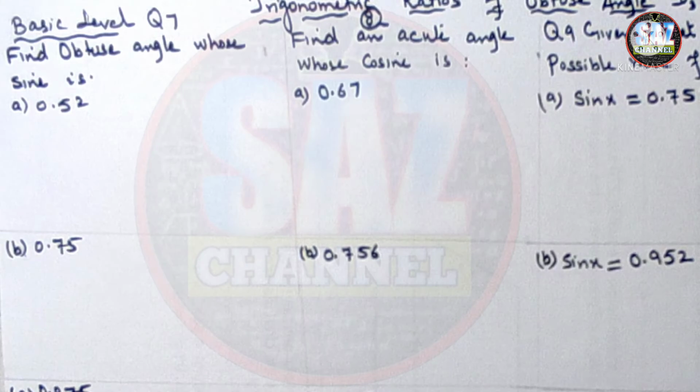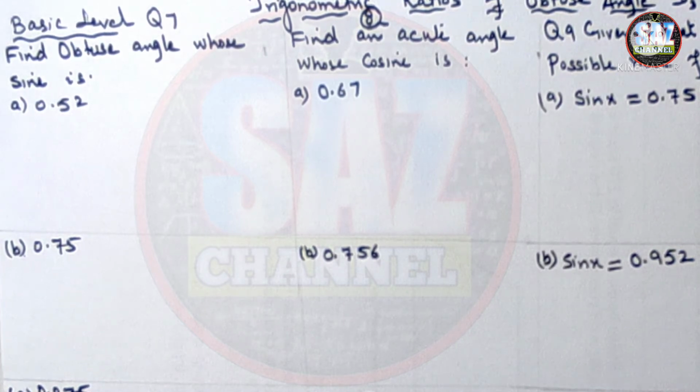Question 7 says find the obtuse angle whose sine is, the first part is 0.52, the second is 0.75, third is 0.875 and 0.3456. So let's go to the discussion of the question, and we have to find the obtuse angle whose sine is given.